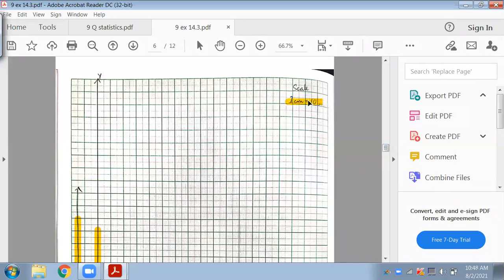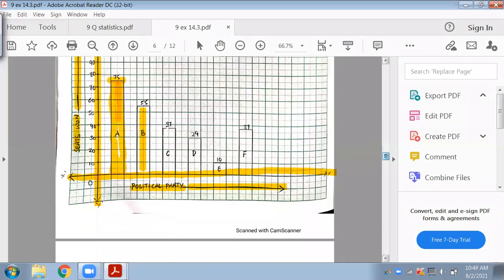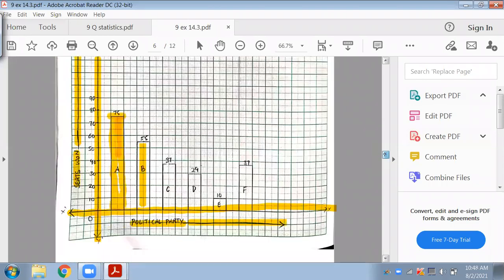1 cm, we have taken 10 units. 1 cm is equal to 10 units.